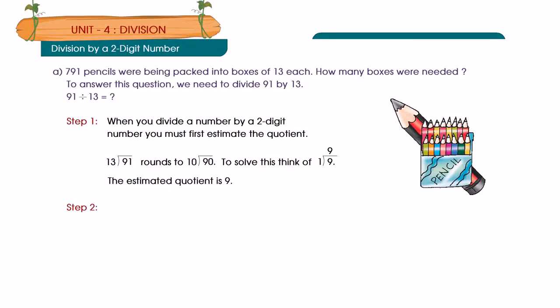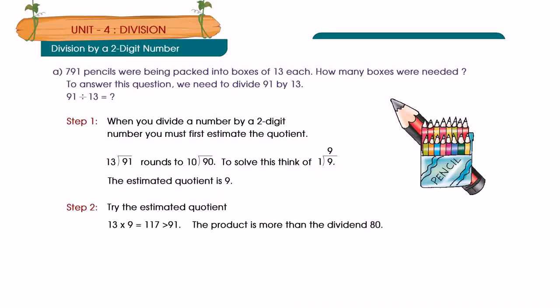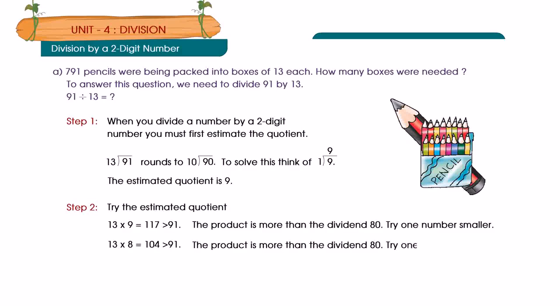Step 2. Try the estimated quotient. 13 into 9 is equal to 117. 117 is greater than 91. The product is more than the dividend. Try one number smaller. 13 into 8 is equal to 104. 104 is greater than 91. The product is more than the dividend. Try one number smaller.